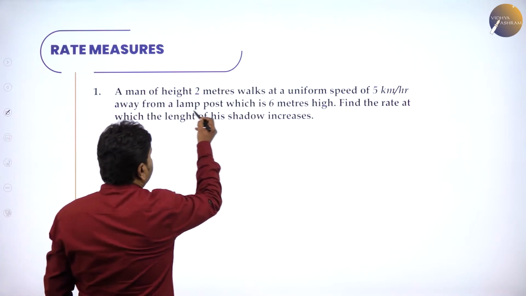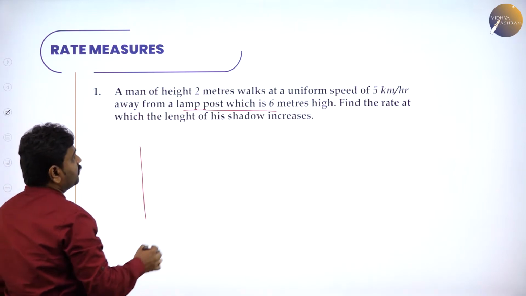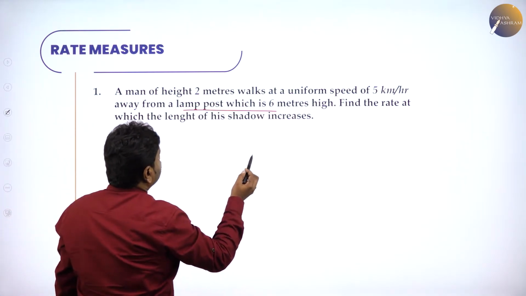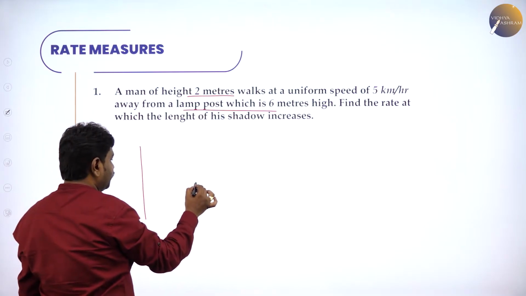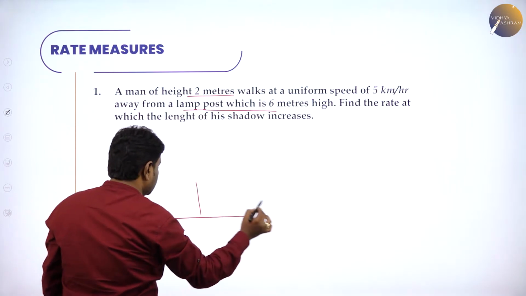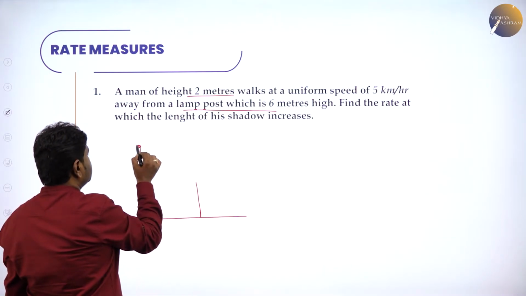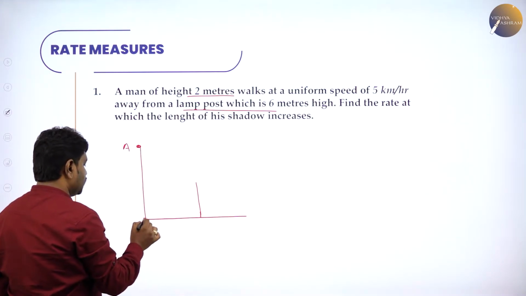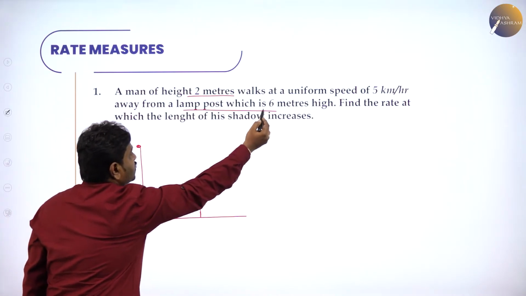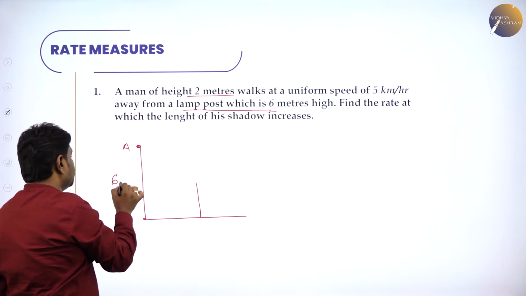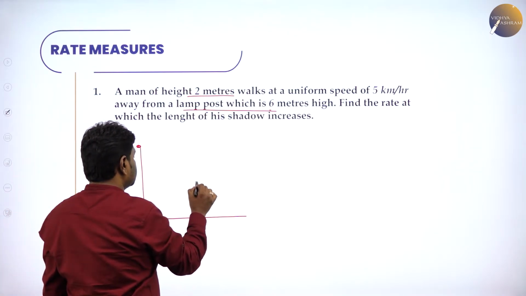So lamppost height they gave 6 meters. So let us take this is lamppost and man. They told a man 2 meters, so this is the length of the man. This is what is given. So here in the diagram, I'll take AB is the lamppost, and they told the height of the lamppost. Lamppost is how much? 6 meters. So A to B is 6 meters, and man, MN, I'll call it as man.